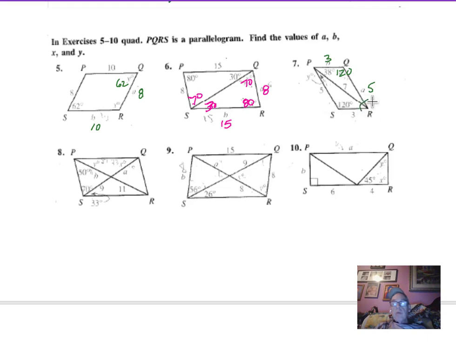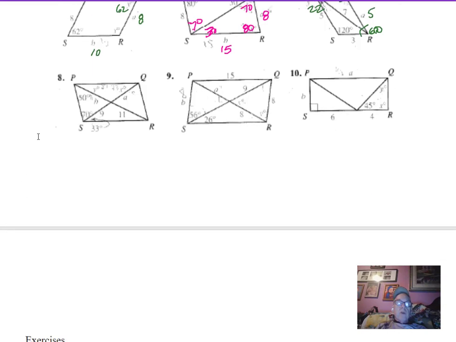So this angle here must be a 60 because this needs to be supplementary. This big angle is a 60. That means this angle up here is a 60, but 38 of it's already given to us. And the difference of 60 and 38 is 22 degrees. So Y must be 22 degrees. Let's look at number 8.